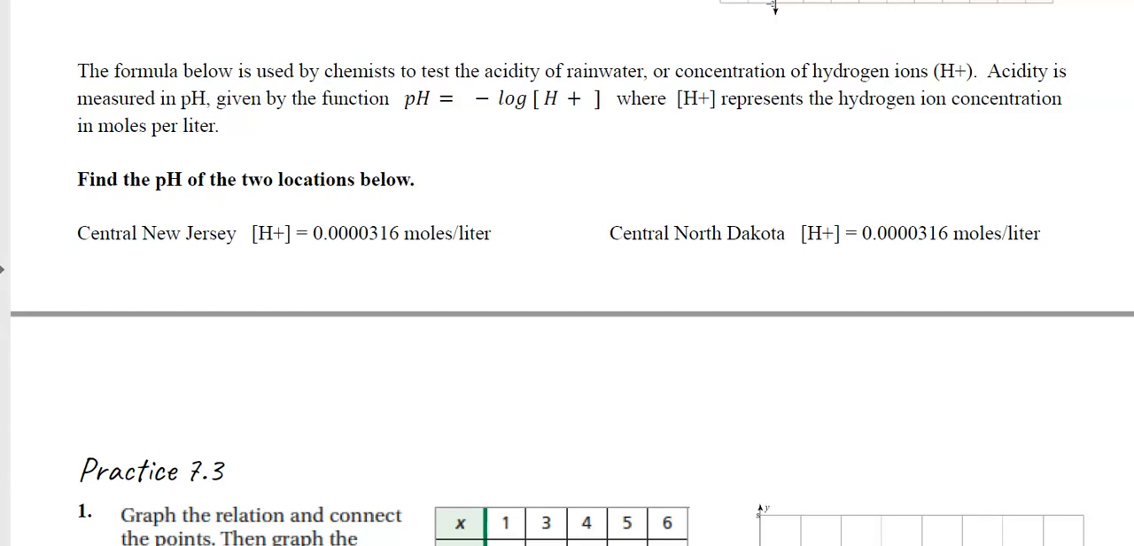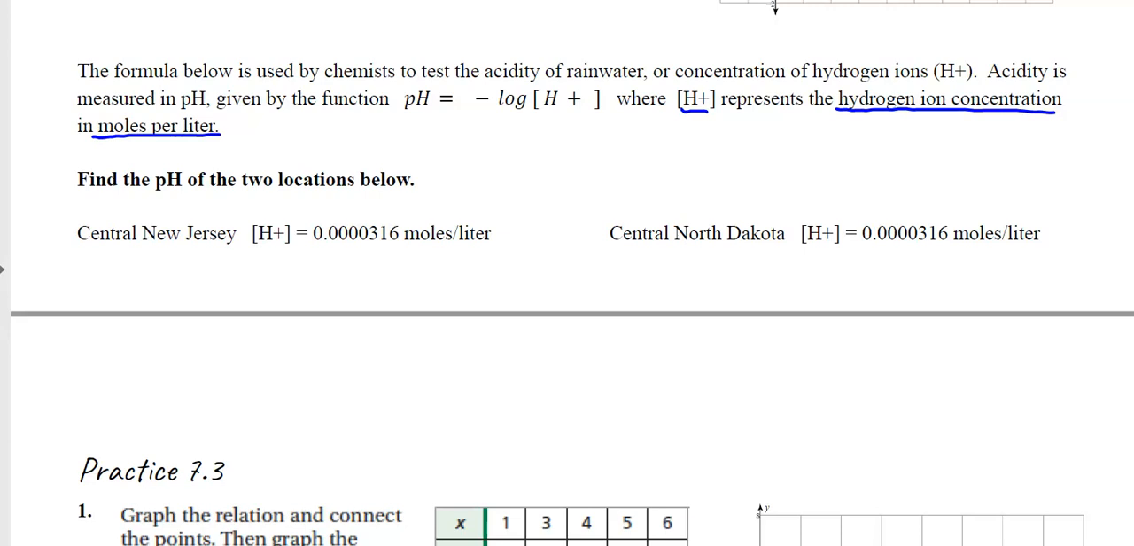So it says, the formula below is used by chemists to test the acidity of rainwater, or the concentration of hydrogen ions, which is H plus there. Acidity is measured in pH, given by the function pH equals the opposite of the log of the hydrogen ions. And this H plus, what goes in there? It represents the hydrogen ion concentration in moles per liter.